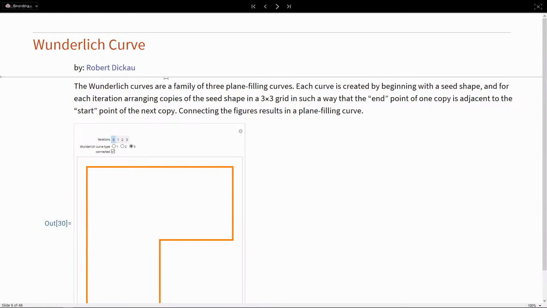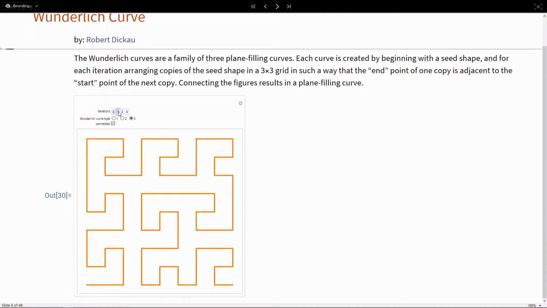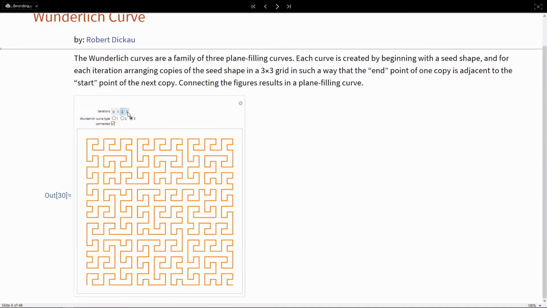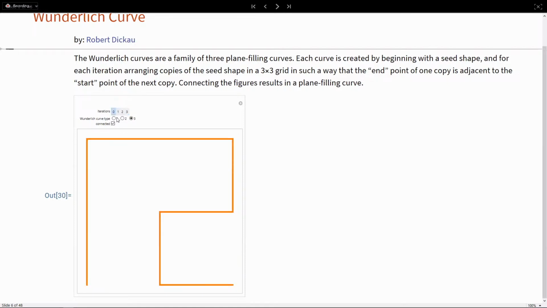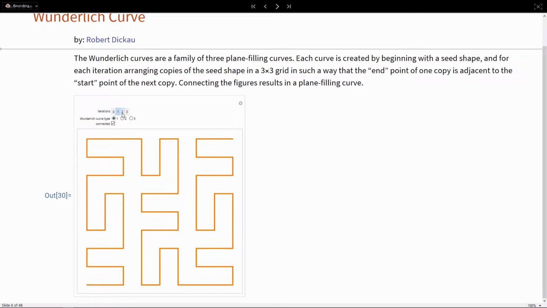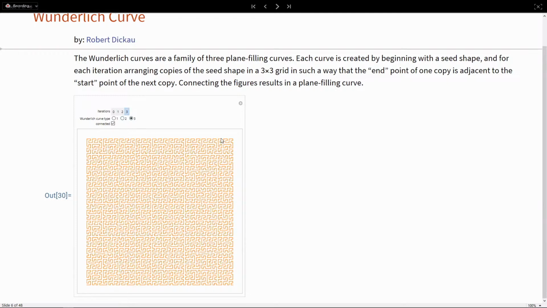A related object is the Wunderlich curve. It starts like that, and when you repeat, you get these variations. And there are 3 different types. 1, 2, and 3. So once this got started with the Hilbert curves and the dragon curve, many other of these types were looked at to see what can be done with them.